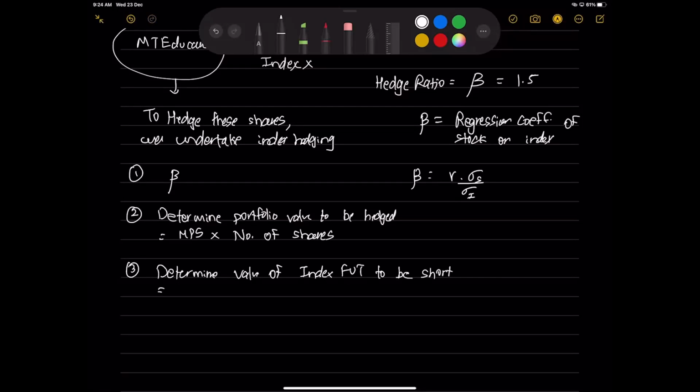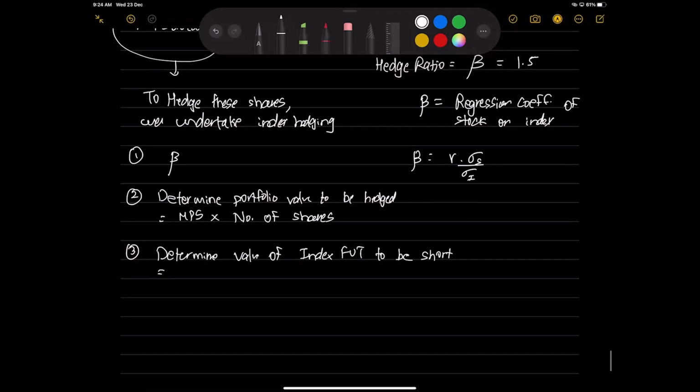Now how much of index future am I going to short? That is simply, let me name this as value of our portfolio. That is simply going to be value of portfolio into beta. So suppose if my value of portfolio is 1 crore and my beta value is 1.1, so what should be the value of index futures that I should short sell or that I should short?